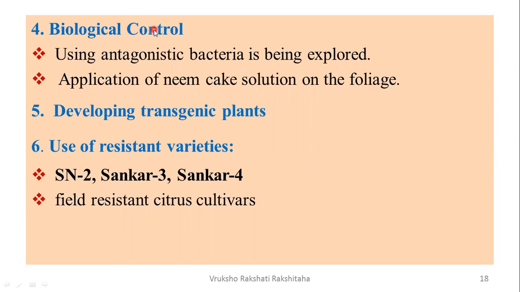The fourth method is biological control. Using antagonistic bacteria is being explored. Application of neem cake solution on the foliage has been found to be effective. The fifth method is developing transgenic plants. The sixth is use of resistant varieties. SN2, Sankar 3 and Sankar 4 varieties have been found to be resistant to citrus canker. Similarly, use of field resistant citrus cultivars.